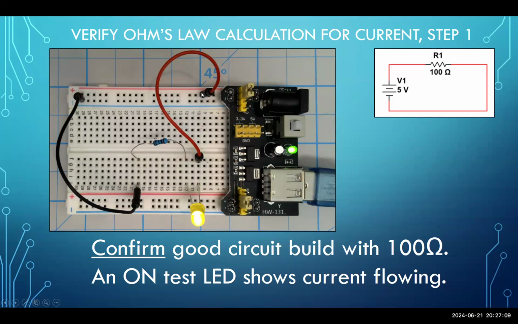So the first thing you want to do is confirm you've got a good circuit built with the appropriate ohms that you've pulled out of your kit, and you want to make sure that the LED being on shows you the current is working. Now, when we go to do our measurements, we will yank the LED out, because the LED is only to show you that things are working.